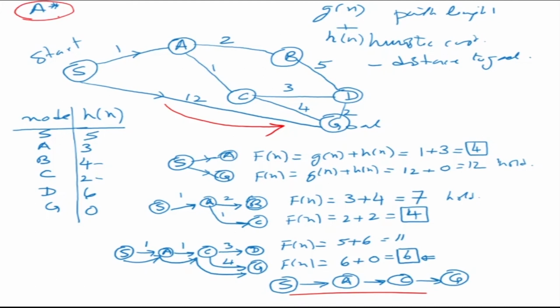Now, in the A star algorithm, what we saw is that we have a Gn, which is the path length, and an Hn, which is the heuristic cost. The heuristic cost can be anything. It can be energy, it can be distance to goal, or anything else. In this particular case, this is faster than Dijkstra's algorithm.